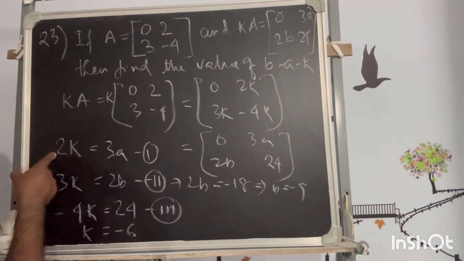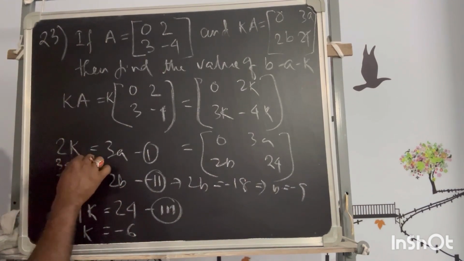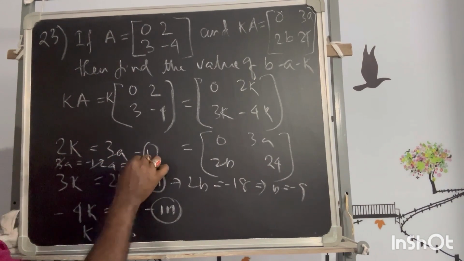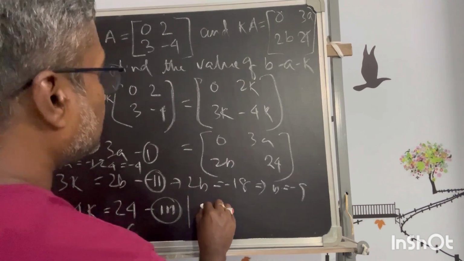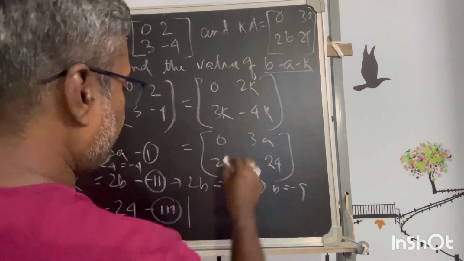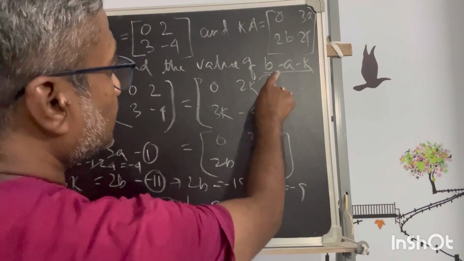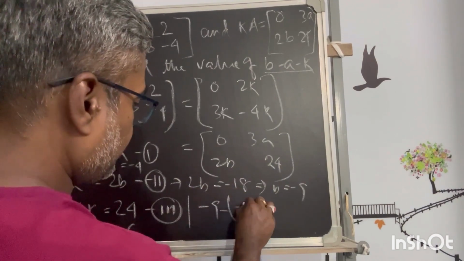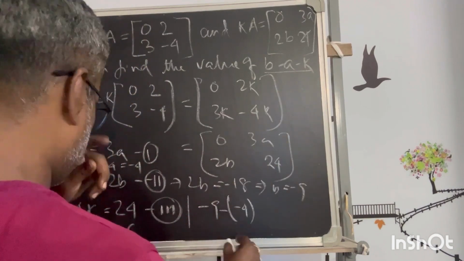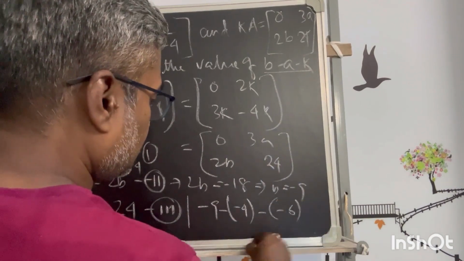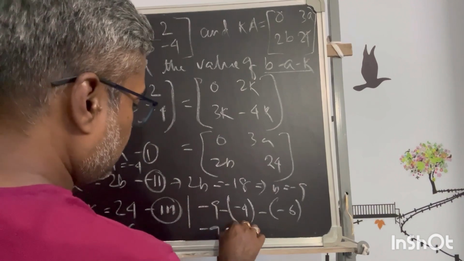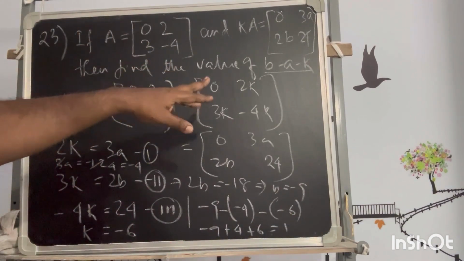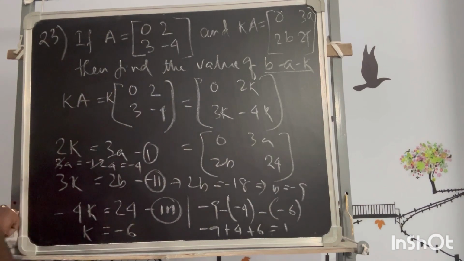As k is minus 6, if we put it, 3a is equal to minus 12, and a is equal to minus 4. So what are the values? The b, this you have to find. So b is minus 9, minus a is minus of minus 4, and k is minus 6, so minus of minus 6. So this is minus 9 plus 4 plus 6, that is equal to 1. So the value of this one is equal to 1. Okay.